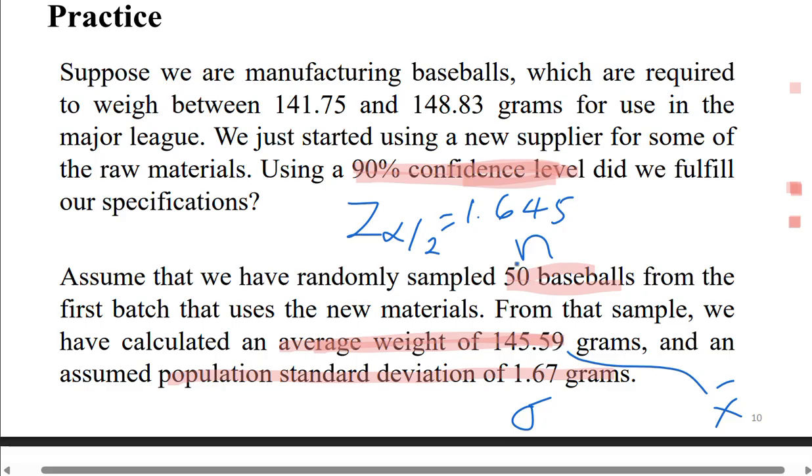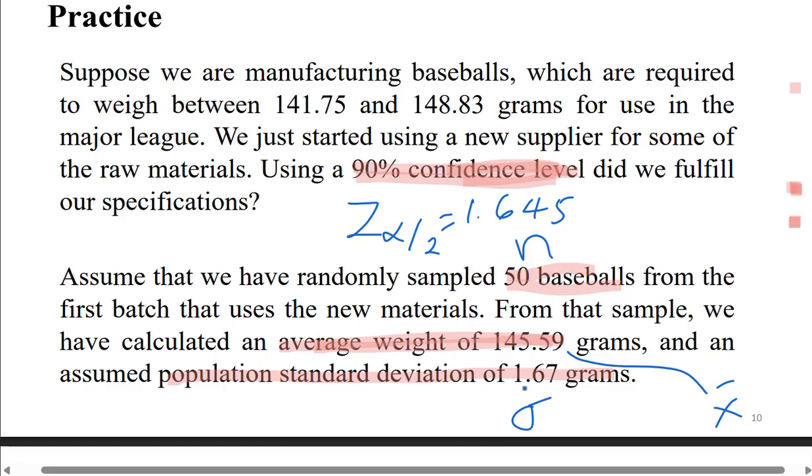the sample average of 145.59, using a population standard deviation of 1.67. And so at a 90% confidence, our Z alpha over 2, or critical value, will be 1.645 for a sample of size 50, sample average of 145.59, and a population standard deviation of 1.67. Go over this. We will discuss it when we meet in class.